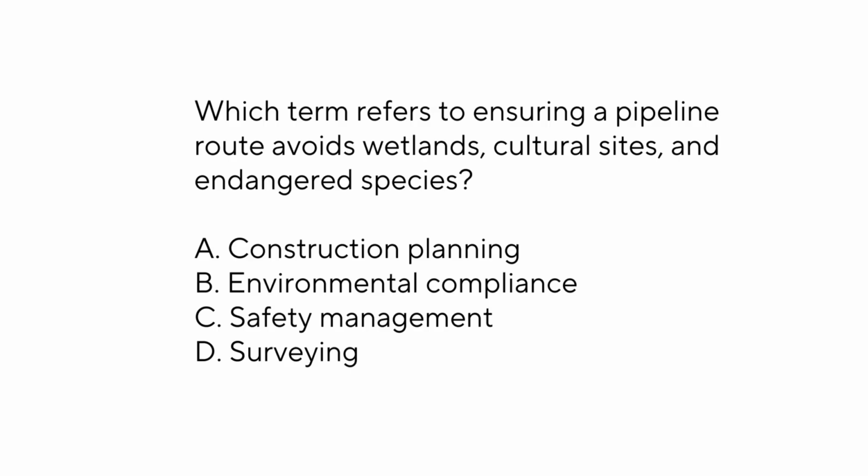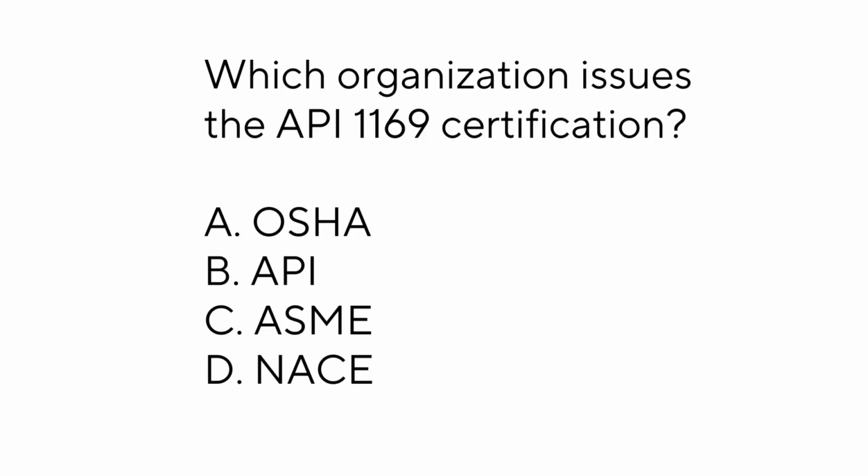Which term refers to ensuring a pipeline route avoids wetlands, cultural sites, and endangered species? A. Construction planning. B. Environmental compliance. C. Safety management. D. Surveying. Answer: B. Environmental compliance.